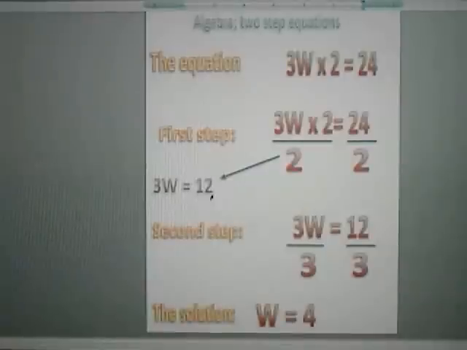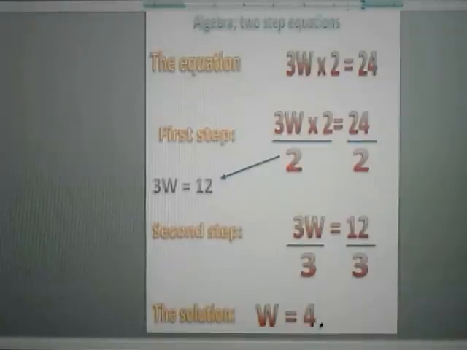Now, what you do to get w alone is, because we're multiplying 3 by w, because 3 is next to w, it's multiplication. If 3 were next to a 6 in parentheses, it'd be multiplication. When two numbers, or a number and a variable, or two variables are touching, they're being multiplied by each other. So 3w equals 12. So 3w, that's going to be multiplication, so the opposite will be division. So then you're going to do it on this side, and then you get w equals 4.